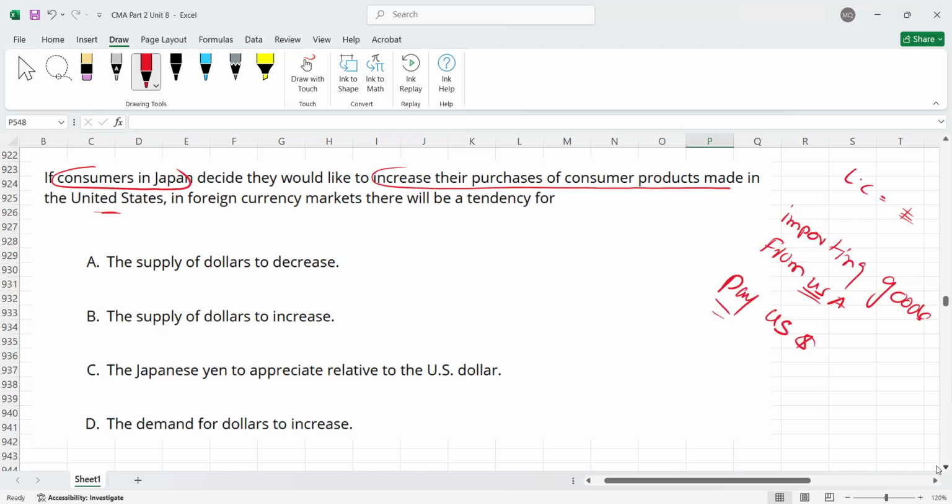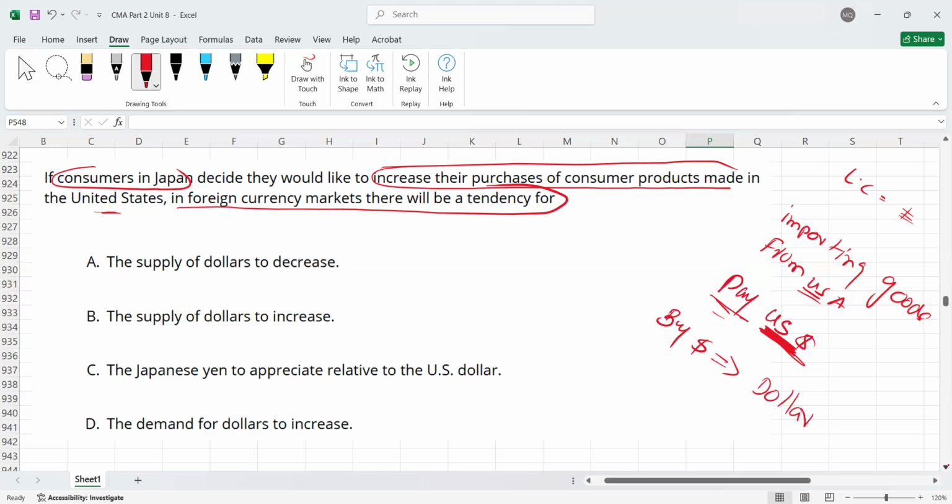Now, if a consumer in Japan decides that they would like to increase their purchase of consumer products made in the USA, in the foreign currency market, there will be a tendency for what? Because you have to make payment in dollars, since you are importing goods from the USA. So we need to buy dollars. If you buy dollars, obviously dollar demand will be created. Dollar demand will increase because you have to buy dollars to make payment in dollars. So dollar demand will be created in the Japanese market.